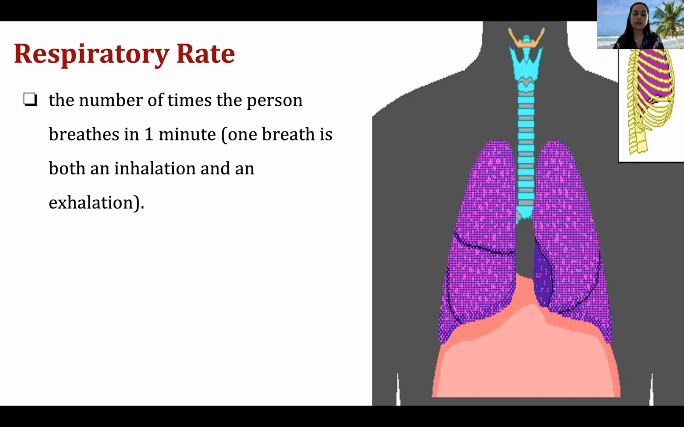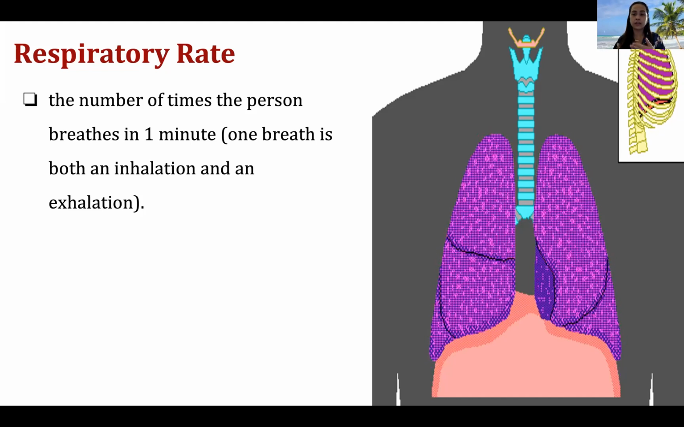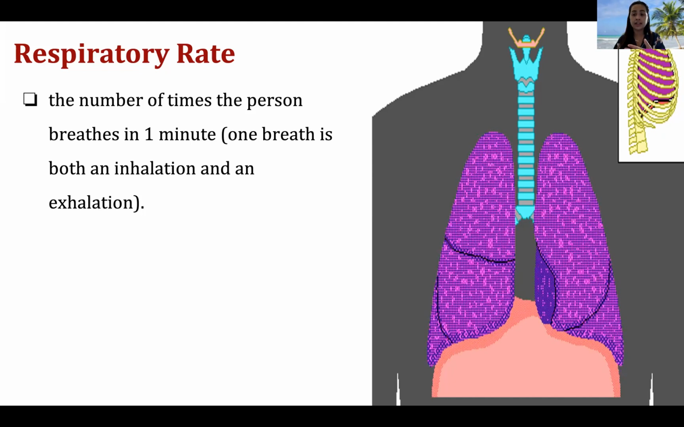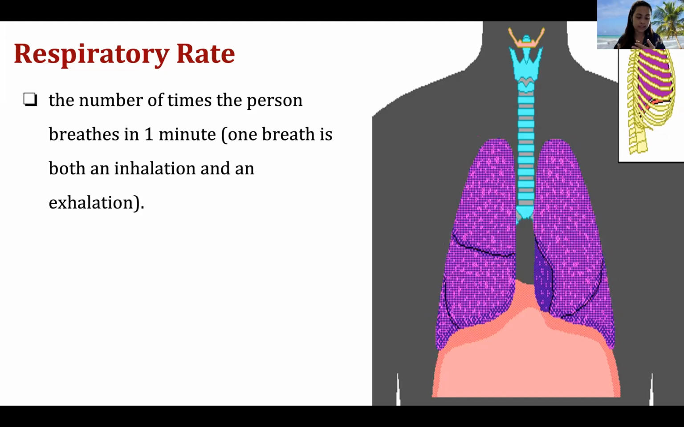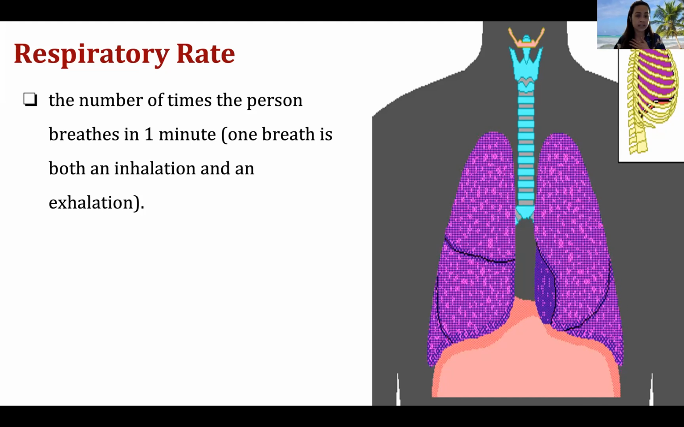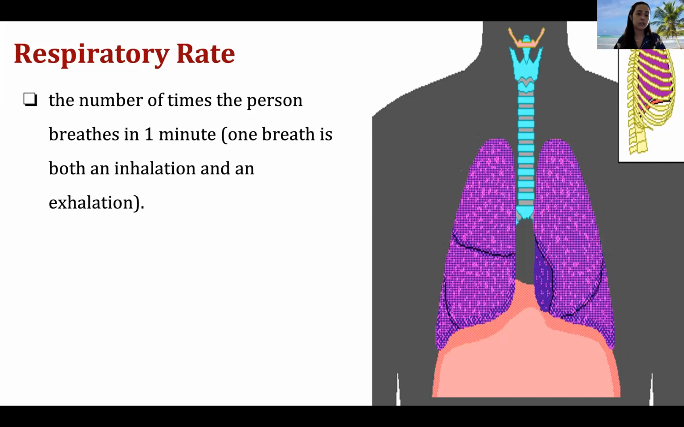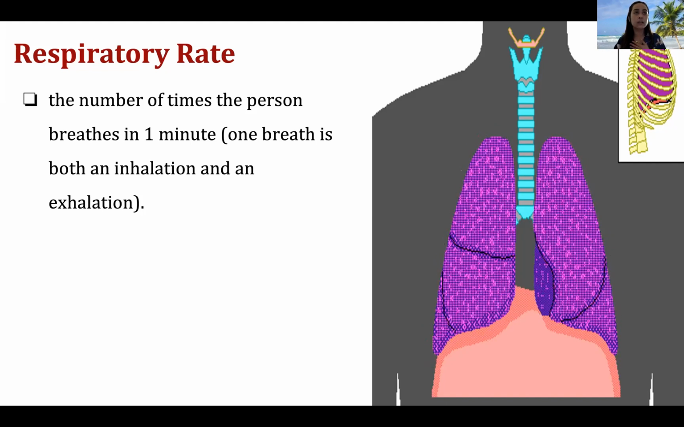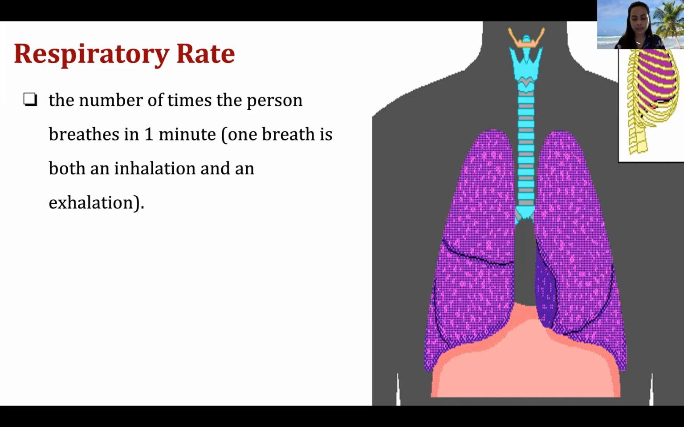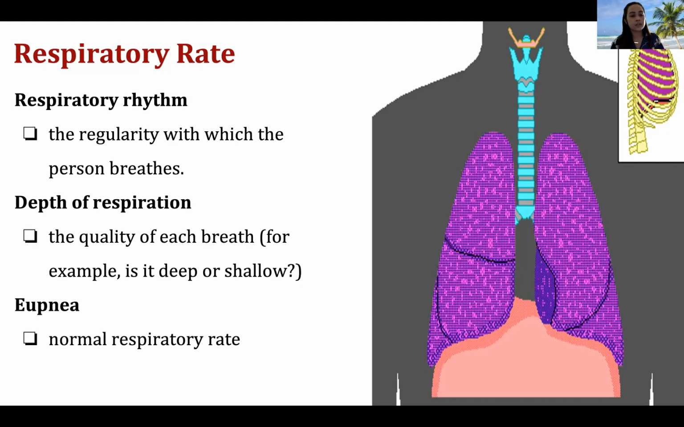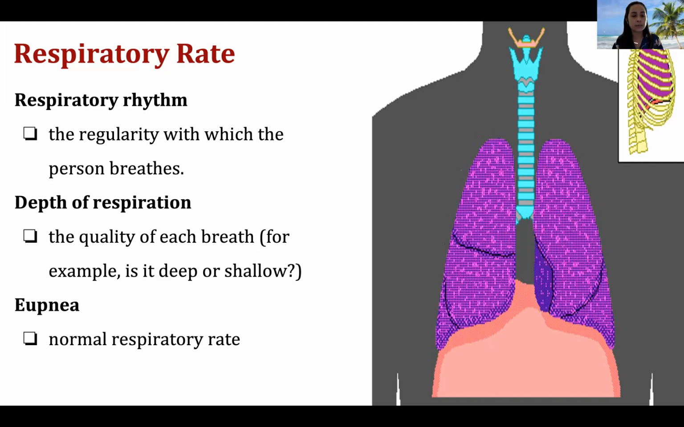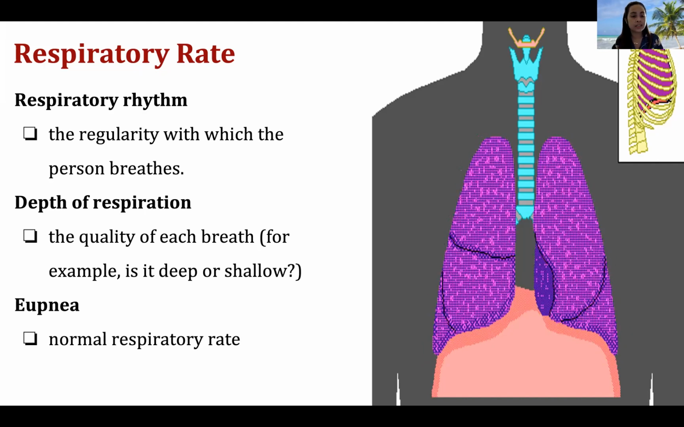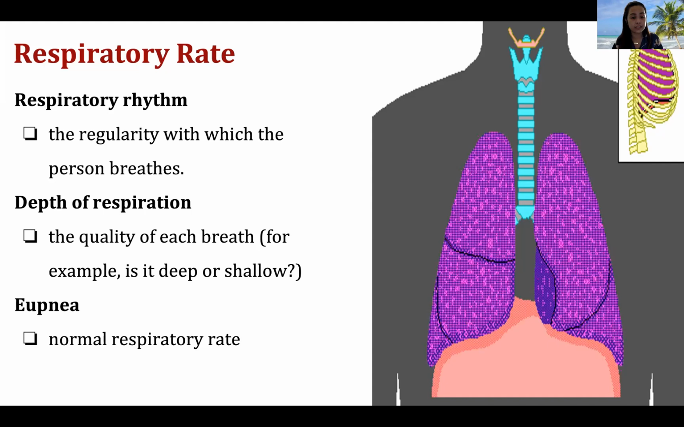So how will you count it? If the chest rises and falls, it's 1. Rise and fall, it's 2. Rise and fall, 3. Don't count it as 1, 2, 3, 4. The normal cycle is rise, fall, 1; rise, fall, 2. We have respiratory rhythm, which is the regularity with which the person breathes, whether it's slow or fast. Depth of respiration is the quality of each breath, for example if it is deep or shallow.